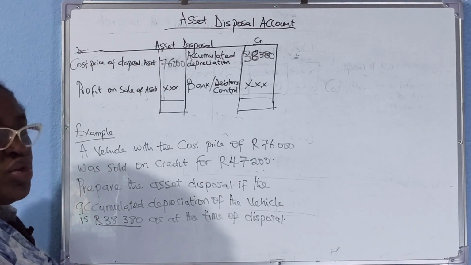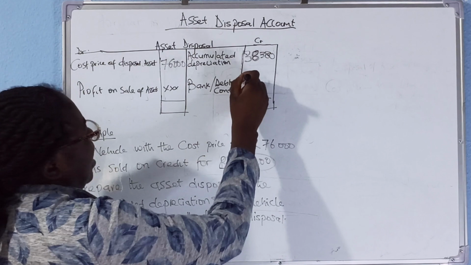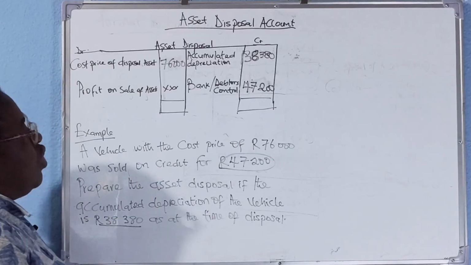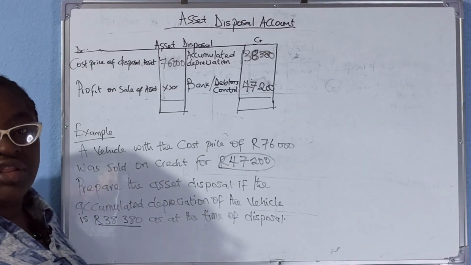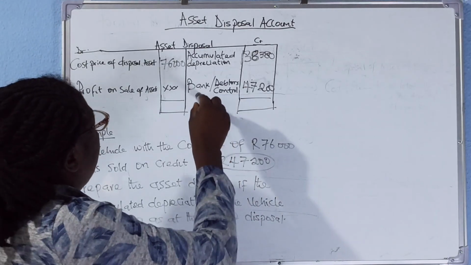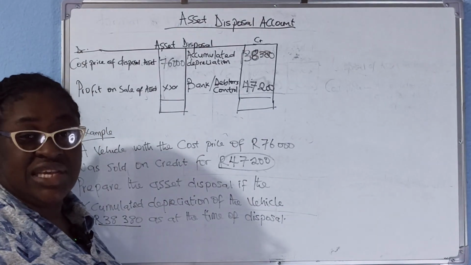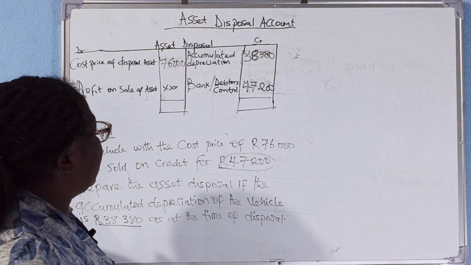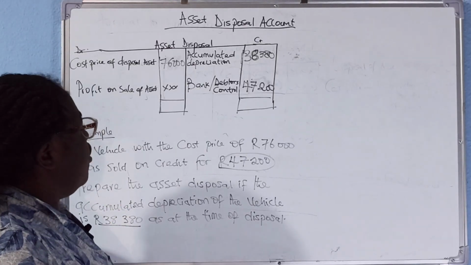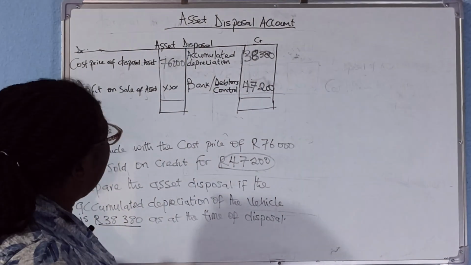And then how much did we sell this asset? How much was it disposed of? The asset was disposed for the amount of 47,200. The amount we sold the disposed asset was given as 47,200.